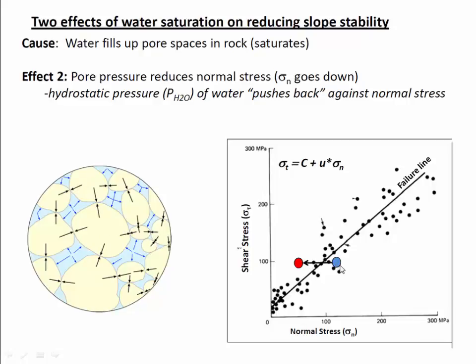So in this case, if we start out with some combination of normal stress and shear stress, and we add in pore pressure, it's going to reduce our effective normal stress and actually shift us over to the left here, in which case we may cross the failure line just by having added this pore pressure that reduced the effective normal stress.